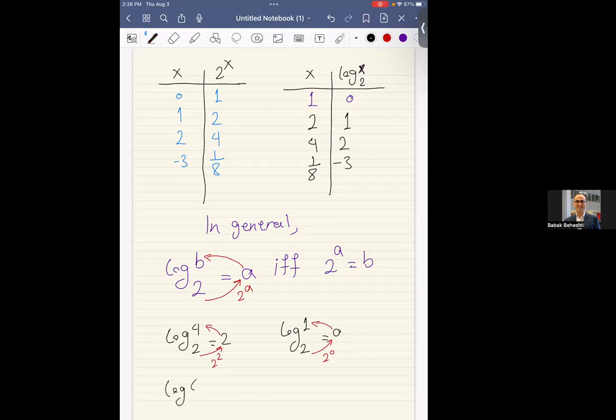What is the logarithm of 8? 3. What is the logarithm of 1 over 32? Negative 5. And so on. Okay. So if you want to solve, this is the relation between logarithm and exponential.